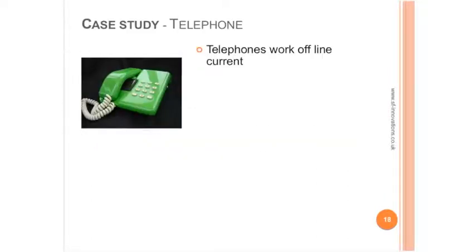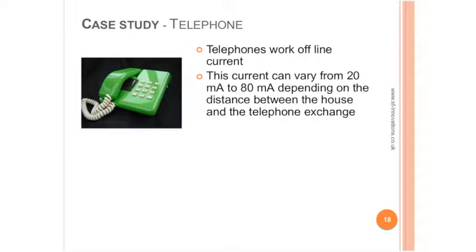A couple of other examples on worst-case testing. Telephones, when they're in use, they actually work off line power provided by the pair of wires from your local exchange. The current that exchange supplies can vary anywhere between 20 milliamp and 80 milliamp depending on how far you are from the exchange. So if you're a kilometer from the exchange, it could be fairly high. If you're 5 or 6 kilometers, it could be fairly low.